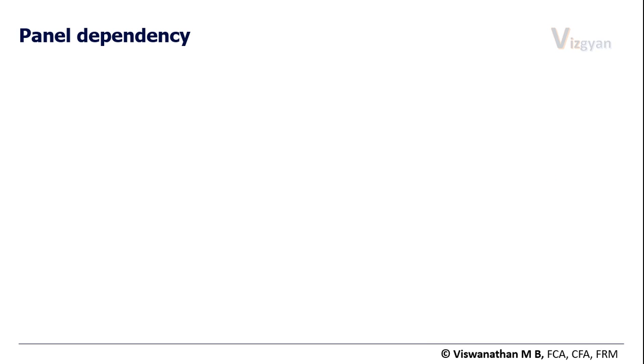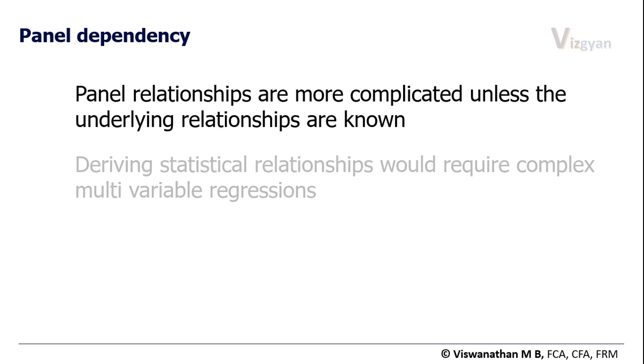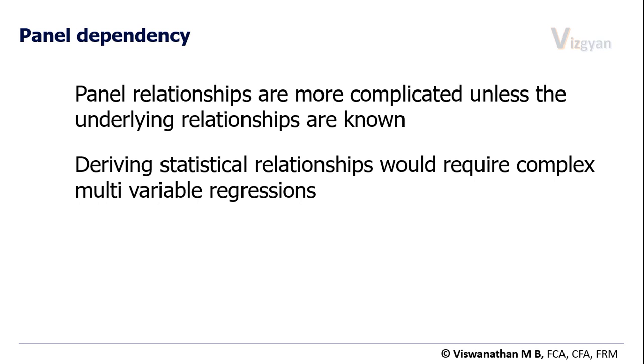Now let's talk about panel dependency. Panel relationships are a little bit more complicated unless we already know the underlying relationships. Of course, there are statistical techniques such as multivariable regressions that we can use to identify a panel relationship, but there are two issues. One is it's a little bit advanced and therefore outside the scope of this particular lesson, and also in practical life, it becomes a little difficult to apply the technique mainly because of lack of data points. So let's try to understand what sort of complications we may have in panel dependency.